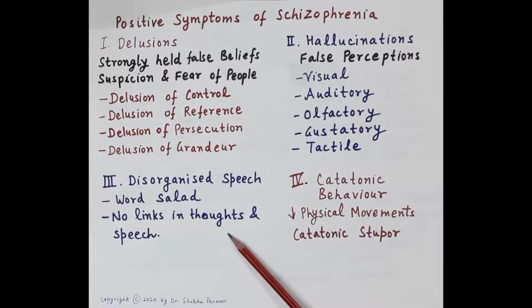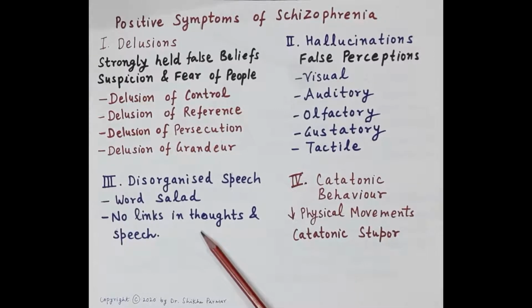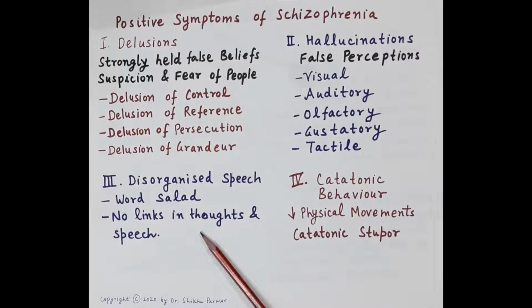Then the third cardinal feature, or the third very important positive symptom, is the disorganized speech. As I have already discussed, this is a word salad. There is no link between the thoughts and speech, and it is found that many times a person keeps repeating the same sentence or the same word again and again, purposelessly. This is all purposeless. The person cannot find a link between the thoughts and the speech.